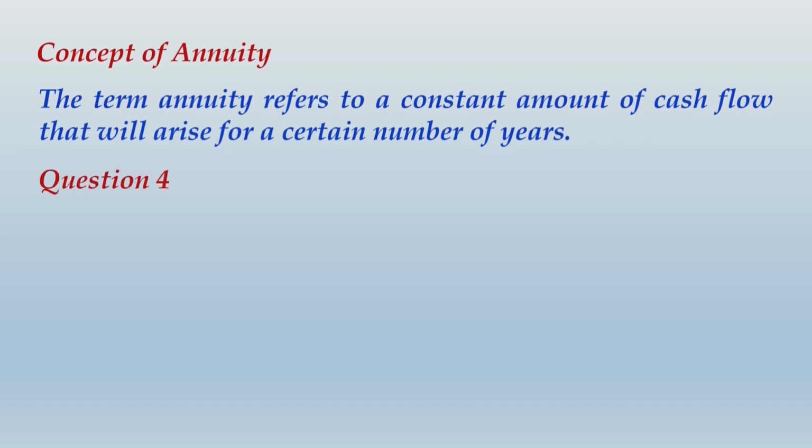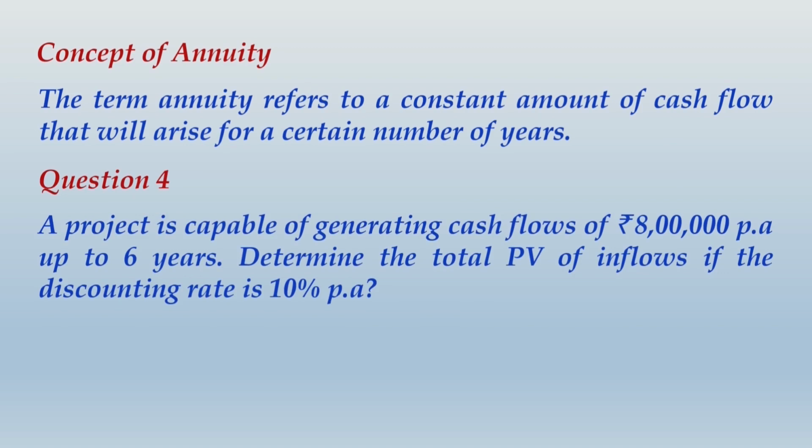So question number 4 in your book indicates a project is capable of generating cash flow of rupees 8 lakhs per annum up to 6 years. That means each of the 6 years you will be generating cash flows, and the amount of cash flow each year will be same. That kind of series of same cash flow every year is basically called annuity. So question number 4 is asking you to determine the total PV of inflow if the discounting rate is 10% per annum.